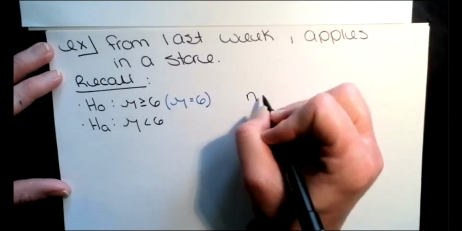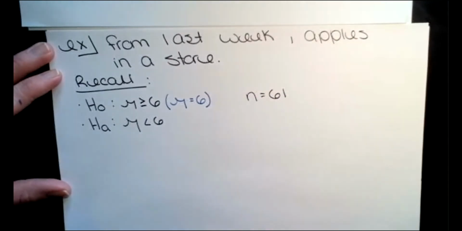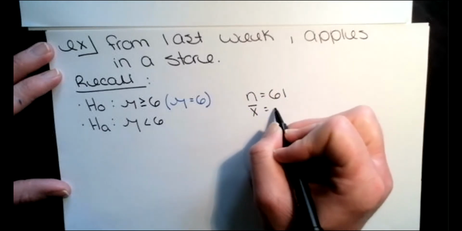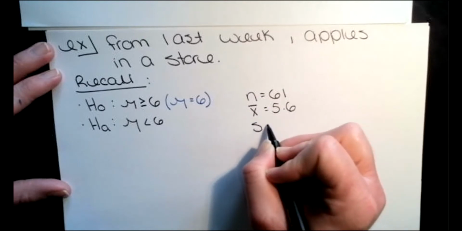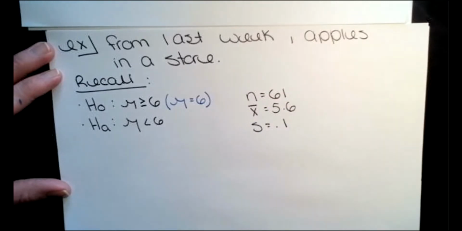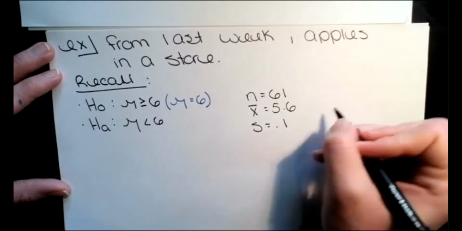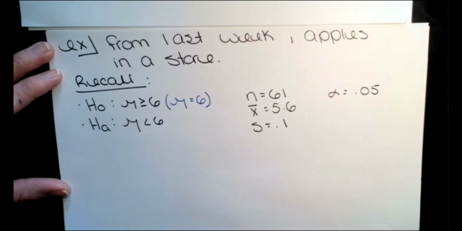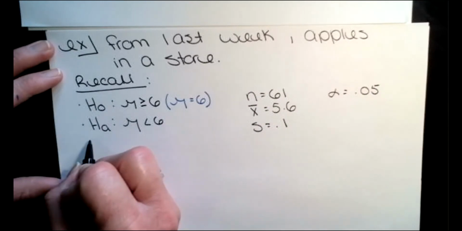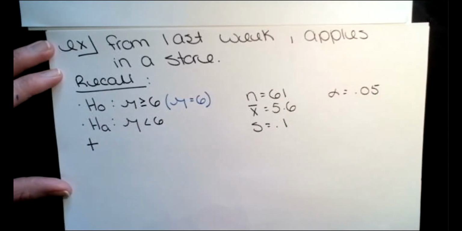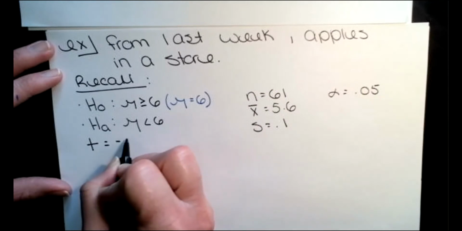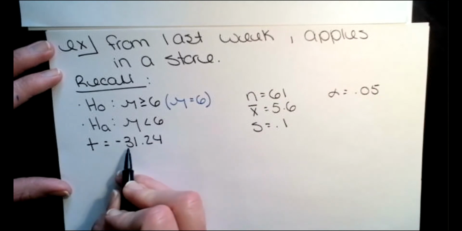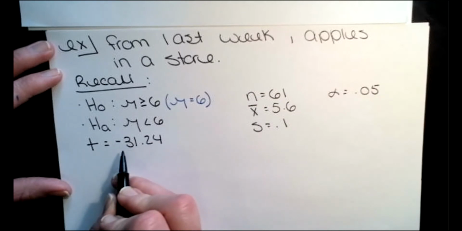Okay, so we have our n, our sample size was 61 apples. We found the average weight of those 61 apples to be 5.6 with a standard deviation of 0.1 ounces. And our alpha here, again, was 5% or 0.05. When we went through the calculations last class, we found our t-test statistic to be equal to negative 31.24.